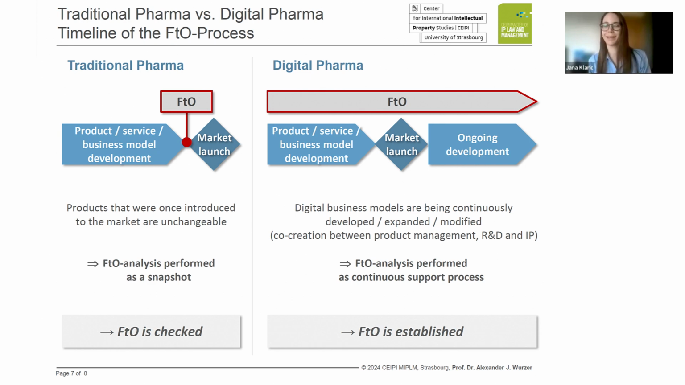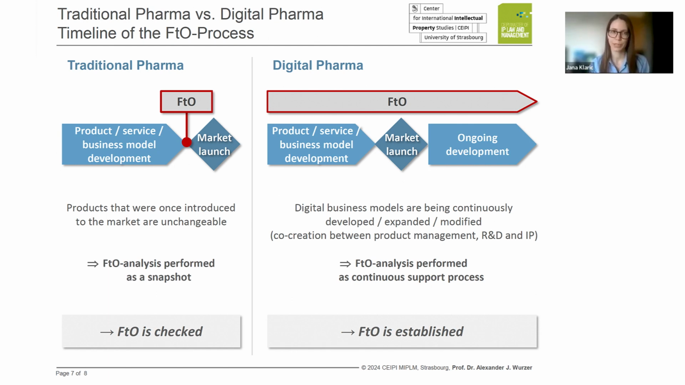Okay, and the last one. So many differences have been presented between the traditional pharma industry and the digital pharma industry. Now let's shortly dive into freedom to operate in relation to both. The development processes for business models and products differ in both industries, especially regarding the development periods, which then have an impact on the performance of the freedom to operate.